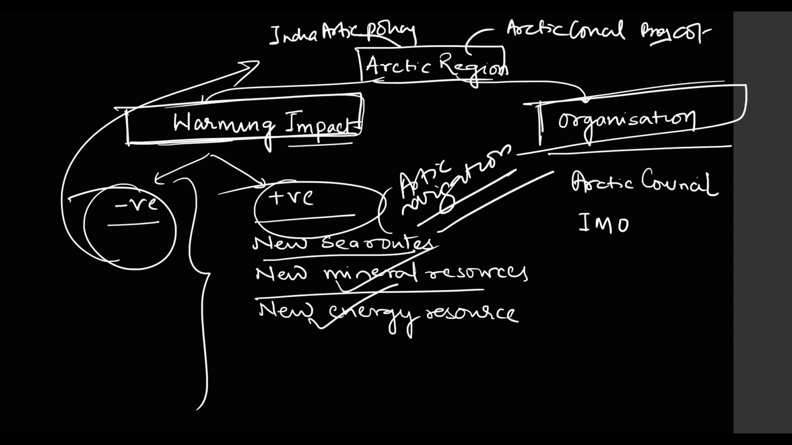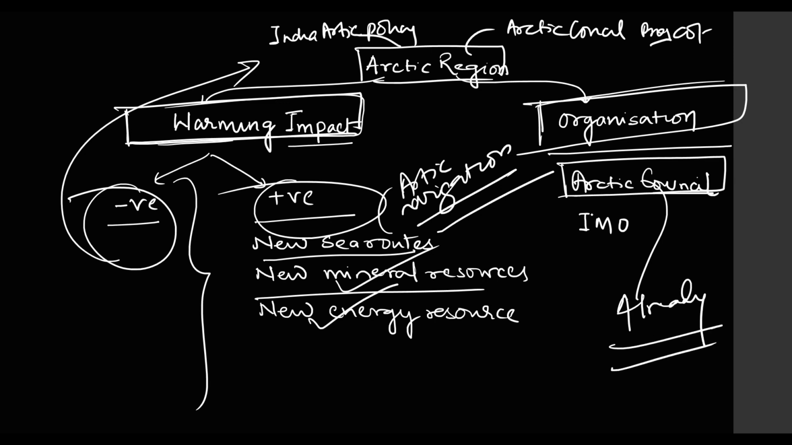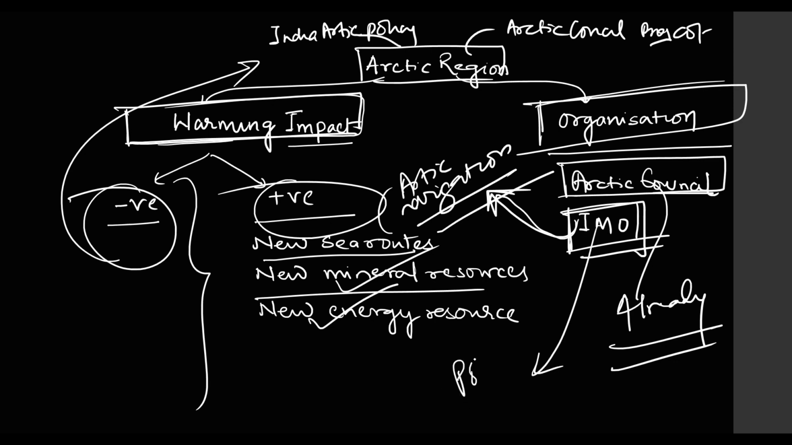As far as organization or governance of this region is concerned, there are two organizations related to this region. One is the Arctic Council, that is obvious. UPSC has already asked about it. And there is another organization governing this region as far as Arctic navigation is concerned, which is the International Maritime Organization, and the IMO has come out with a polar code for regulating shipping in this region.